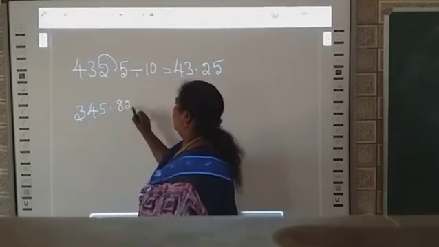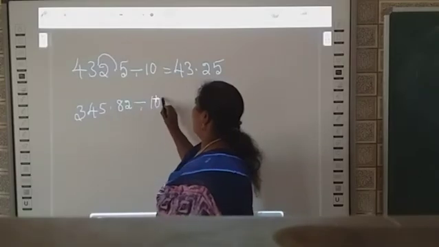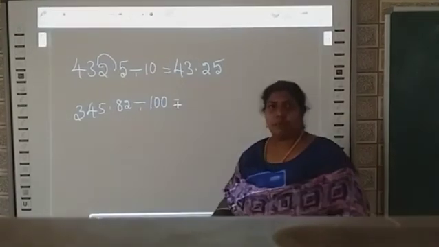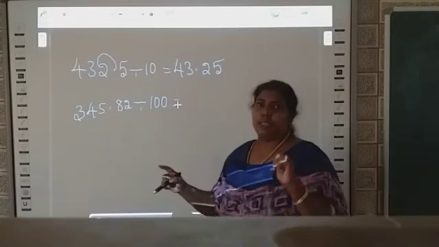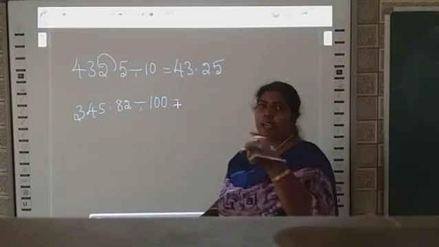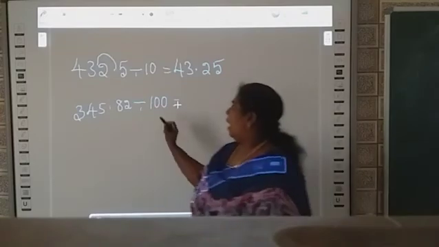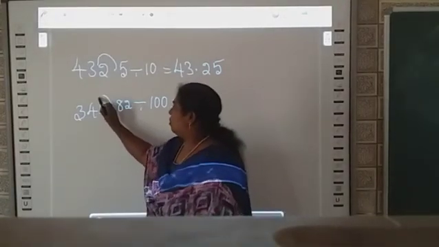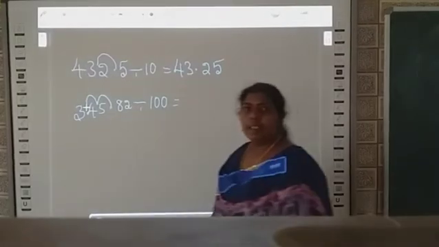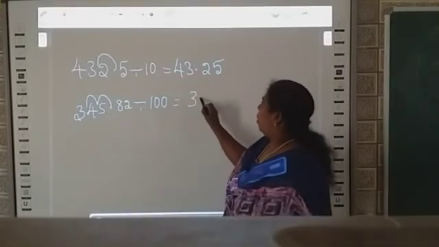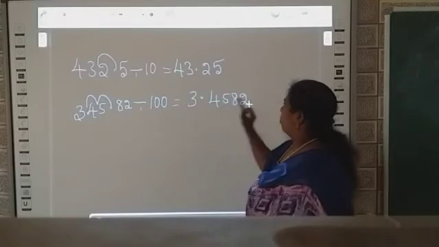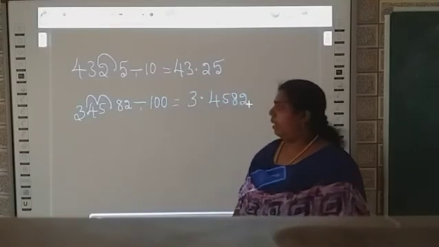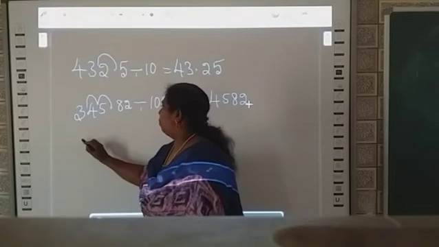345.8 divided by 100. Now how many places do we want to move the decimal to the left side? Divided by 100, so 2 decimal places. In 10 it means only 1, but 100 means you have to move 2 decimal places. 1, 2. So the answer is 3.4582.